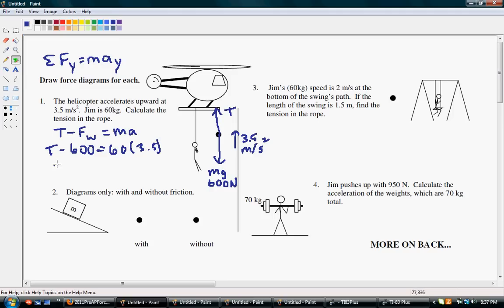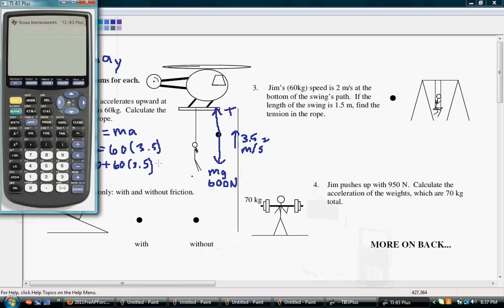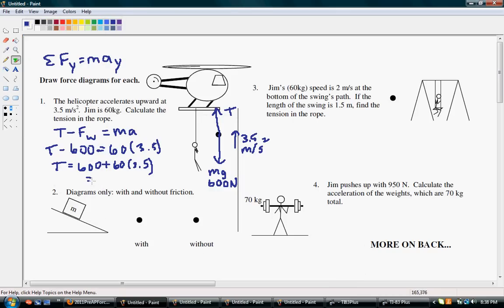Alright, so we can move this 600 to the other side. So tension will basically be 600 plus 60 times 3.5. I'll plug this into our calculator. 600 plus 60 times 3.5. And we get 810 newtons. Now, we anticipated the tension being greater since it's accelerating upward, and it is.